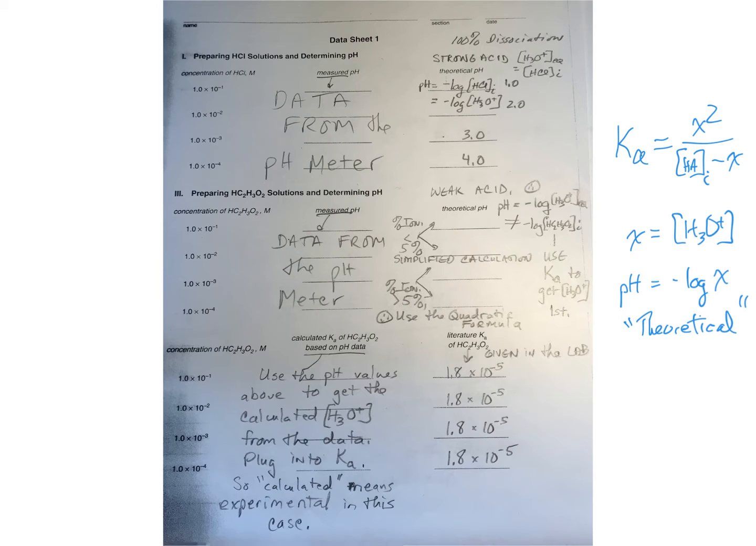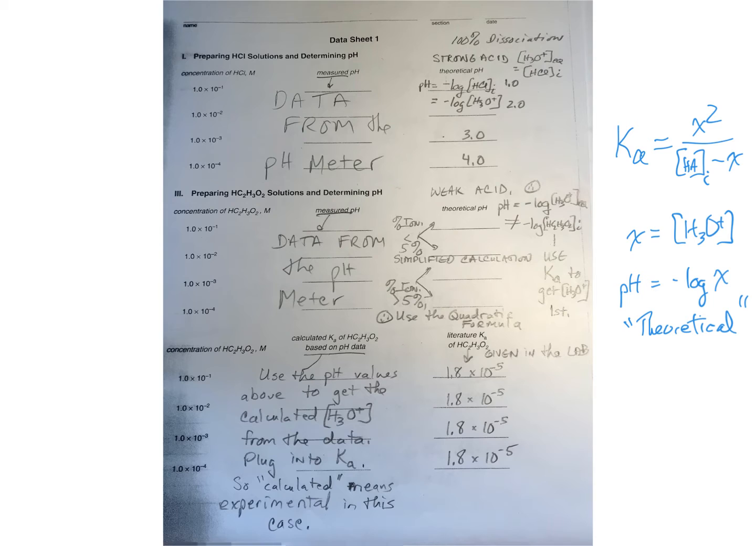Here's where it gets confusing, right? What do we mean by calculated? So calculated Ka of acetic acid based on the data. That means they're using the word calculated to mean experimental in this case. So we're going to use the pH data that we get here to calculate the hydronium from the data and plug into the Ka expression.